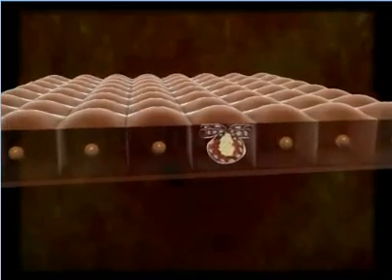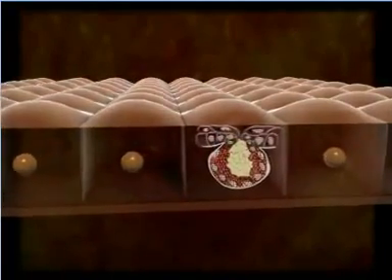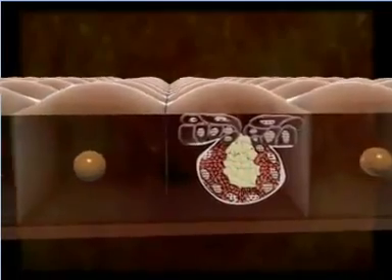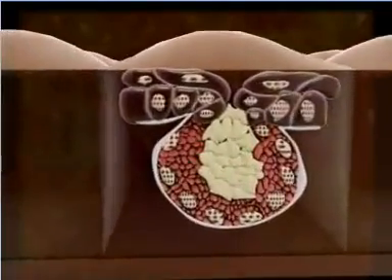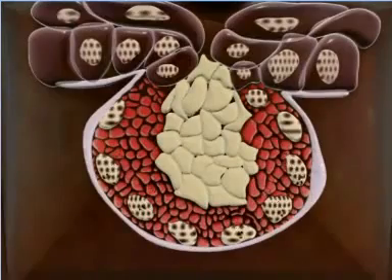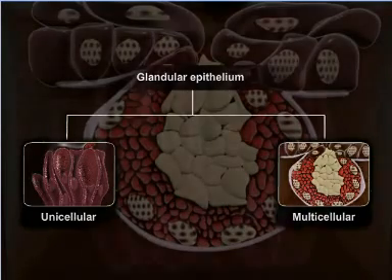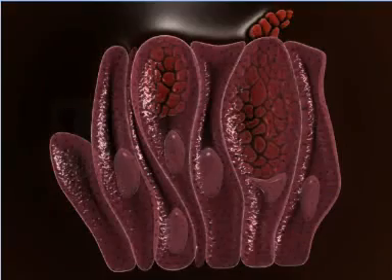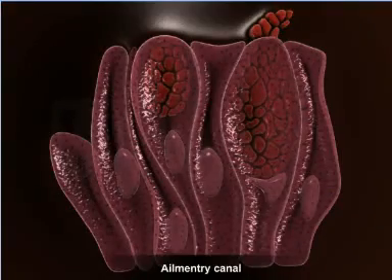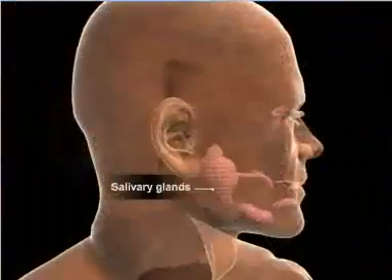In some cases, the columnar and cuboidal epithelial cells become specialized for synthesizing and secreting biochemicals. In such cases, the epithelia are known as the glandular epithelia. Based on the number of cells involved, the glandular epithelium is of two types, unicellular, such as that in the alimentary canal, and multicellular, such as that in the salivary glands.